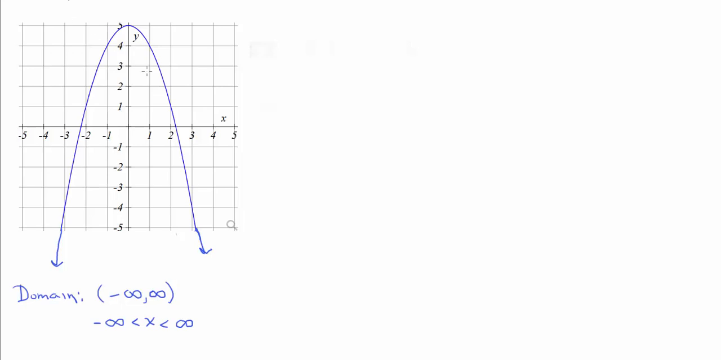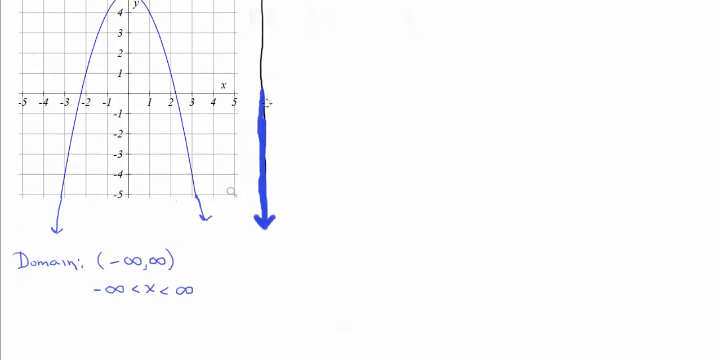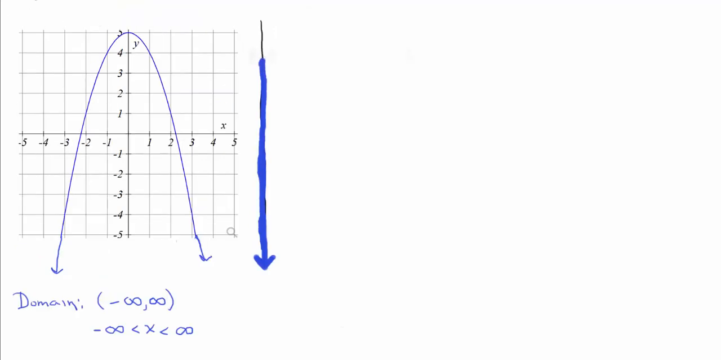When we look at the y values to find our range, we do see that the graph is continuing downwards forever. So our range is going to get infinitely small. However, the graph turns around and does not go above this point here that has y coordinate 5. So our range actually stops at 5, and that 5 is included.